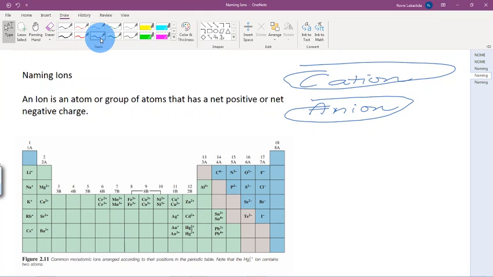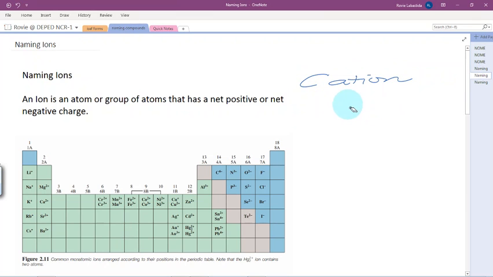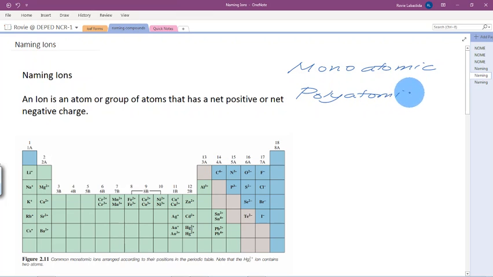Also, ions could be monoatomic or polyatomic. When an ion is monoatomic, it is composed only of one atom. While if it is polyatomic, that means that ion is composed of more than one atom. Now, let us proceed with the nomenclature of ions.